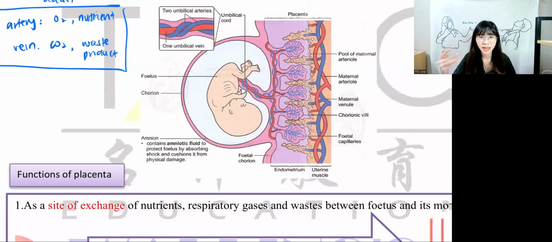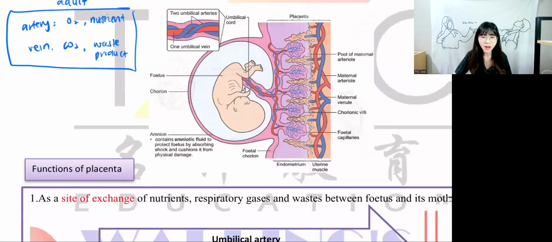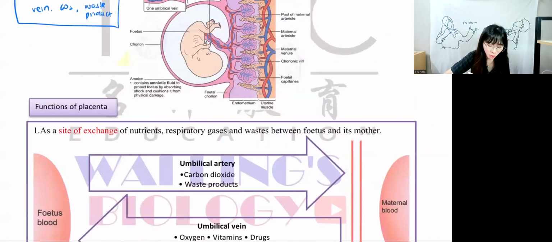So the baby will not drown and die, because we don't use our nose to breathe when we're in the mother's womb. Okay, the placenta has 2 functions. Number 1 is that it is the site of exchange. So what do they exchange?